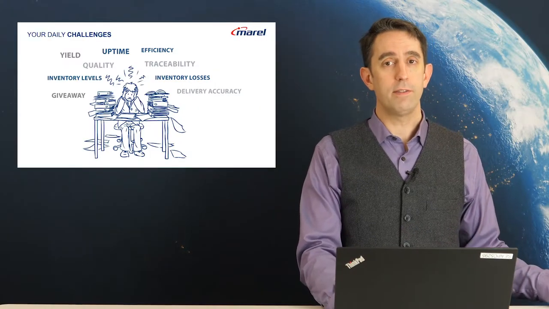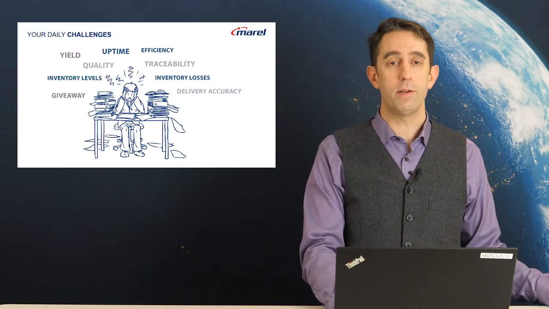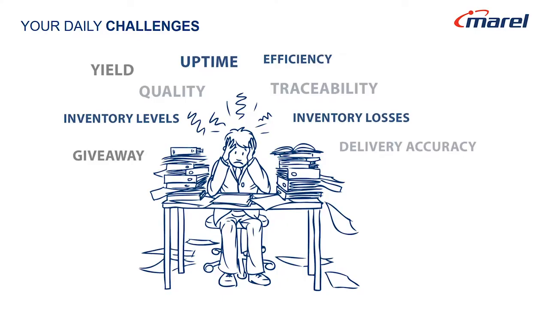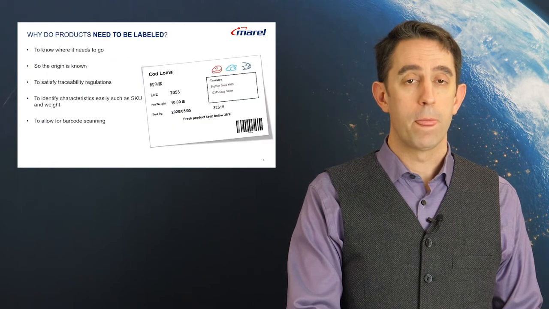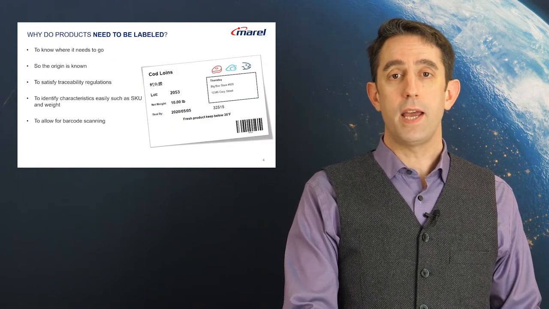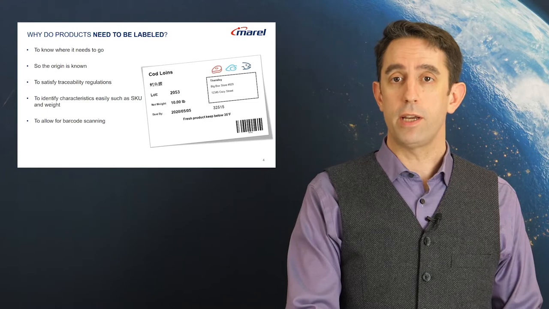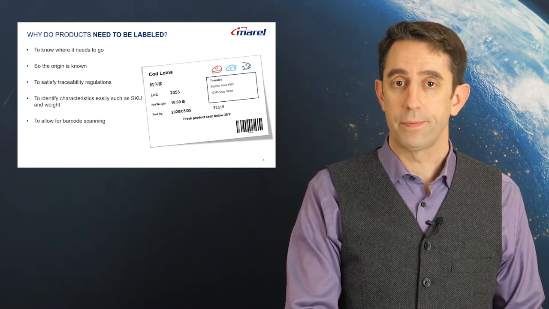Keeping a food processing facility running can be a challenge for anyone. There are many moving parts involved. Can you relate to our friend here in this picture trying to juggle all of the KPIs? I want to talk today about one challenge in particular, product labeling.